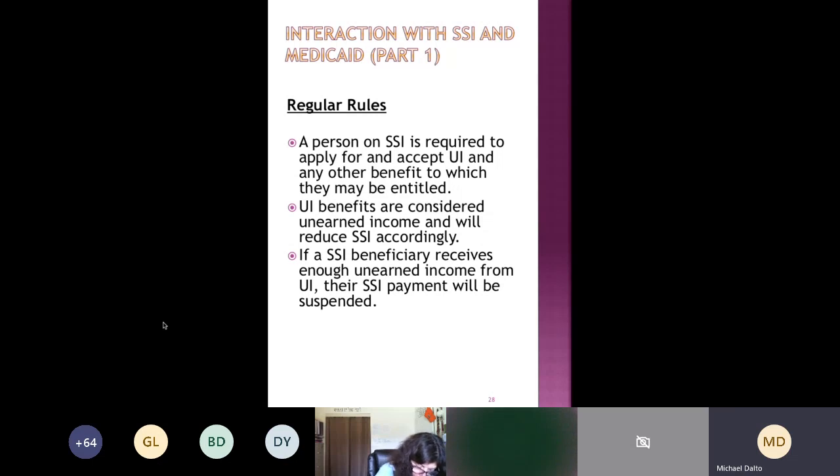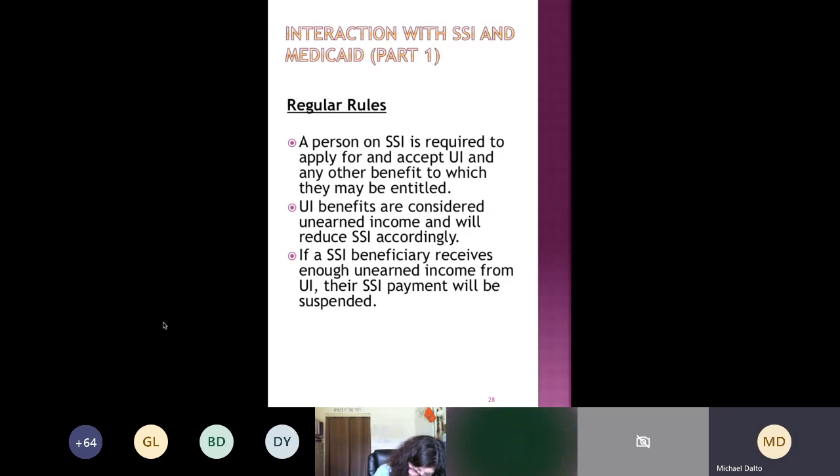The UI benefits are considered unearned income. That's as opposed to earned income, which would be things like wages and self-employment earnings. Unearned income reduces SSI almost dollar for dollar. If you received unemployment benefits of $520 a month, your SSI would be reduced by $500 a month. They count all but $20 of your unearned income against your SSI.